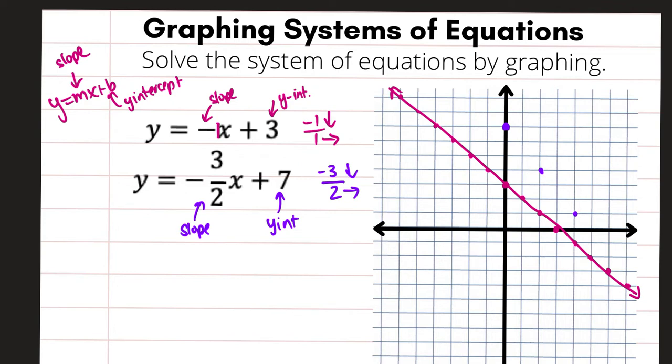Down 3, right 2, plotting a point, and so on. And I did not pick a very good graph because this is just ever so slightly not on the graph. But you can see they would meet at that point right there. That is 1, 2, 3, 4, 5, 6, 7, 8 to the right. And 1, 2, 3, 4, 5, 6 down. So 8, negative 6 is your answer.